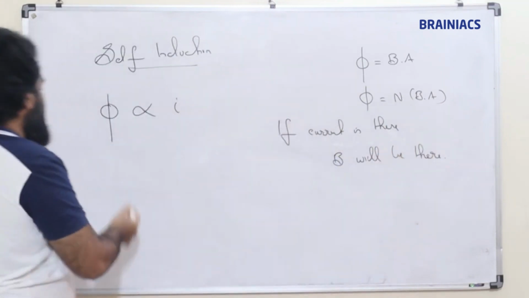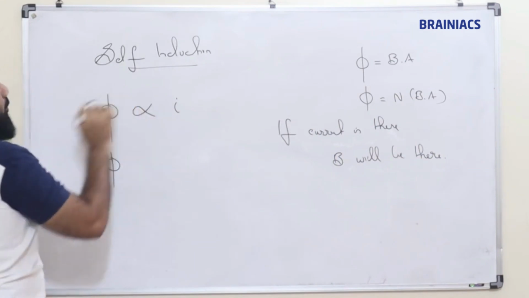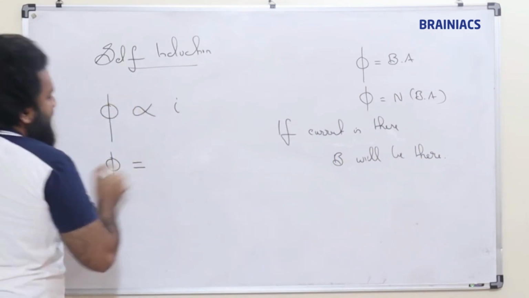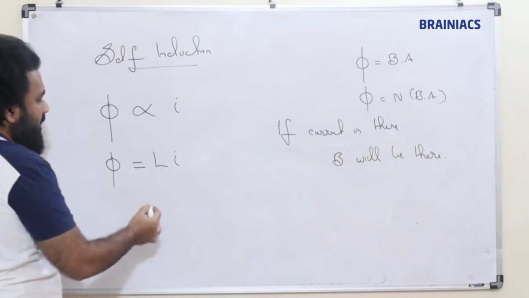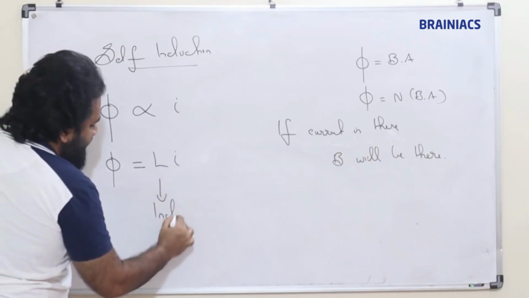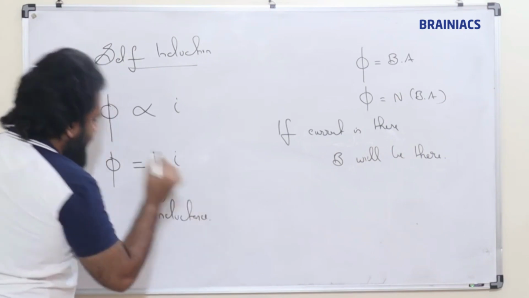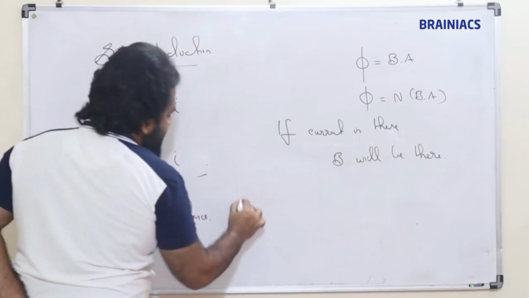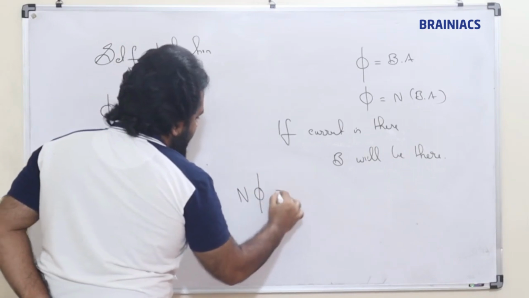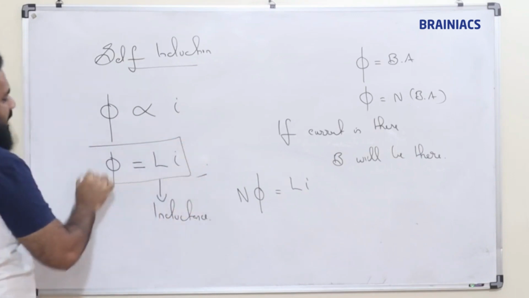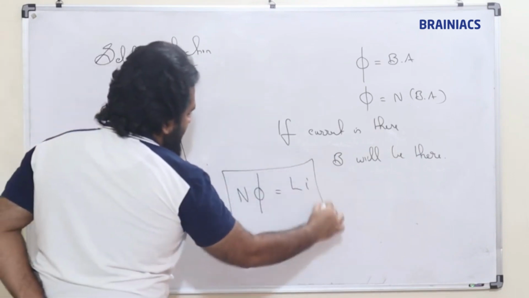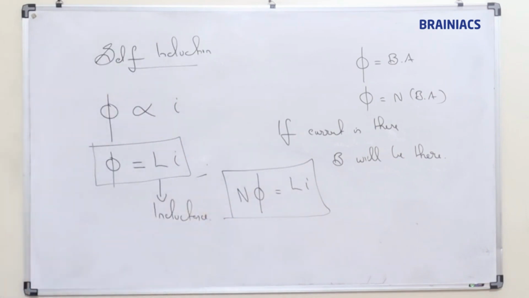Correct or what? So here phi is proportional to I. Now when we equate this, a constant will come. That constant is what is called inductance. Now if there are N turns, then N phi is equal to L I. So remember this relation: phi is equal to L I, N phi is equal to L I. This is what is inductance. Clear?